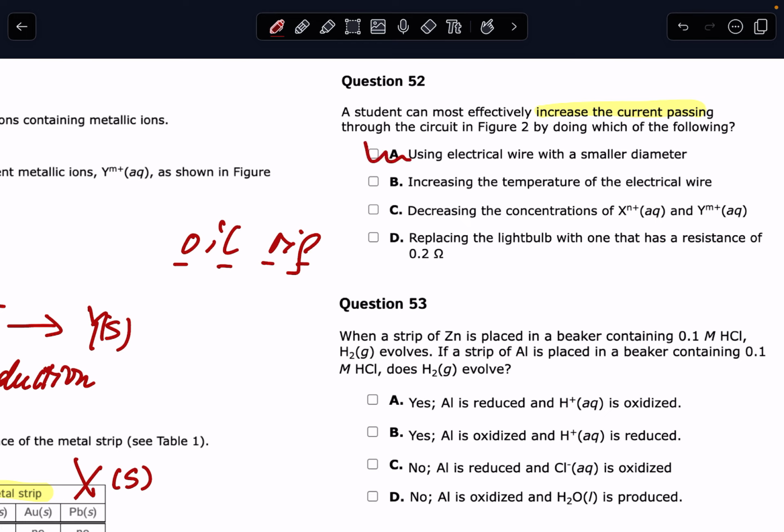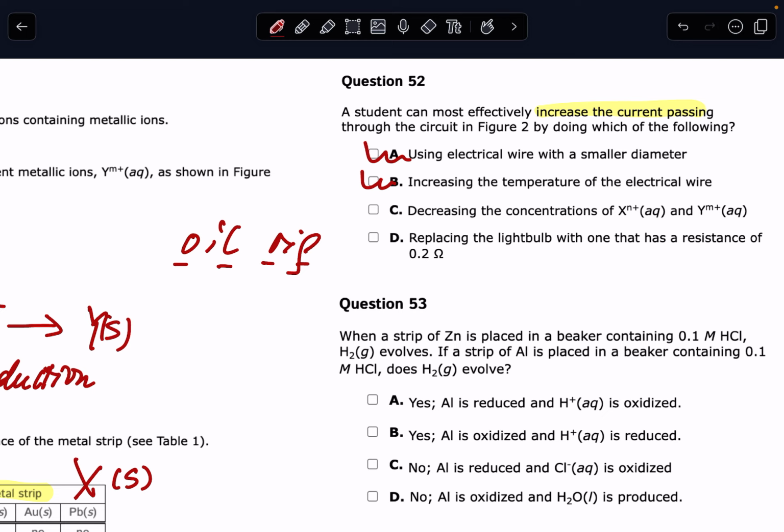B says, increasing the temperature of the electrical wire. This can be a really good distractor, because a lot of students would think that increasing the temperature will speed up anything, right? It's always beneficial to increase the temperature. In terms of the kinetics of the reaction, yeah, true, increasing the temperature can speed up the reaction, but here it's not asking about whether to increase the speed of a reaction or not. It is to increase the current passing through the circuit, right? So B does not necessarily increase the current passing through the circuit. So I would say B is probably not as well.